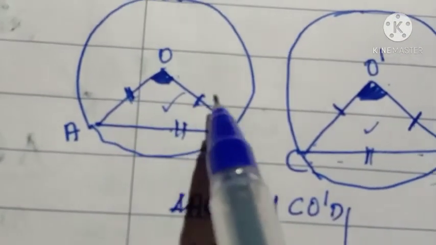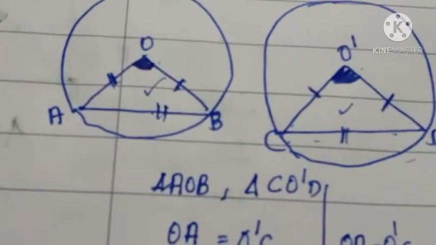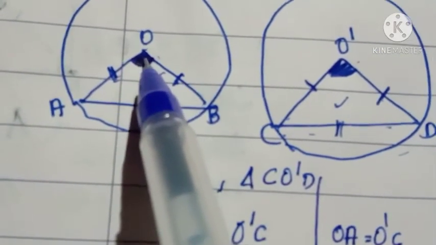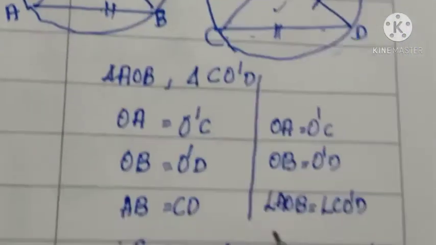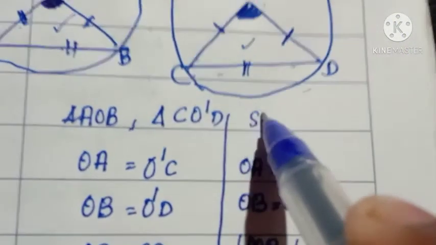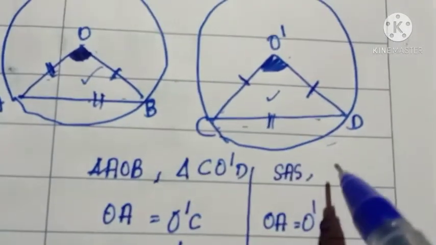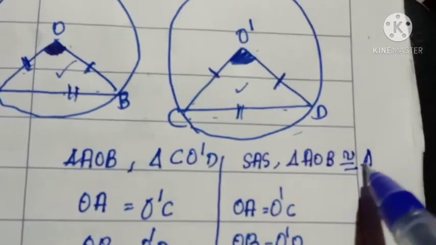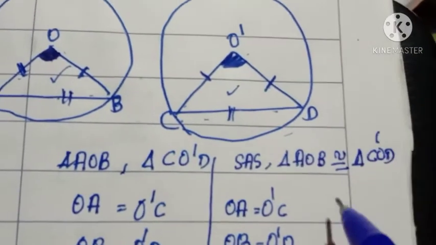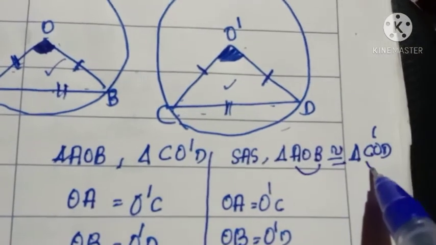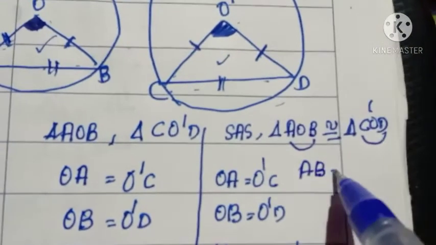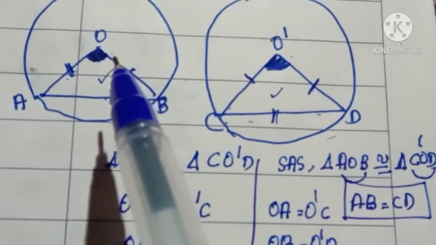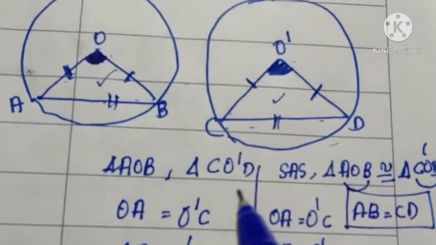So look here, these two sides and an included angle. What is the congruence rule? Two sides and an included angle means SAS. Therefore, by SAS congruence rule, these two triangles are congruent to each other. AOB is congruent to CO dash D. Now, by CPCT rule, AB is equal to CD. AB and CD are chords of the circle. Therefore, chords are equal. We proved.